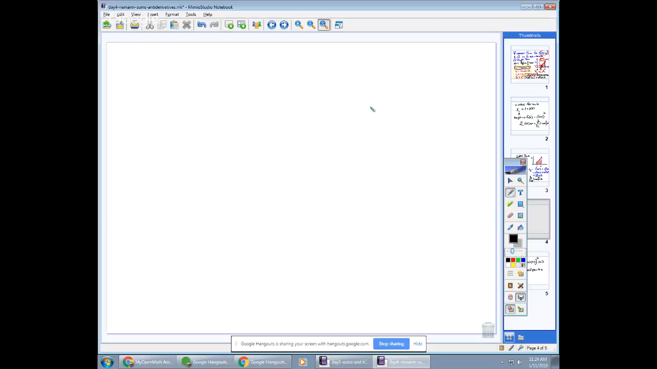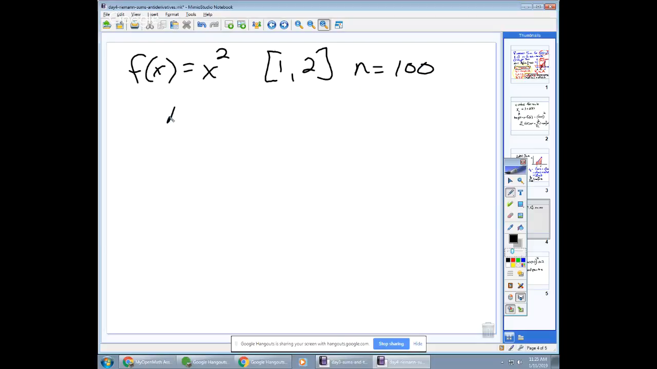So we're going to do the same problem, but with n equals 100. So f of x equals x squared. Interval is 1 to 2. N equals 100. We're not going to draw 100 rectangles by hand, right? That's crazy. I do need to know delta x. How do I find that again? Yeah, find the width of your interval, right? The distance from the left to the right. So that's just 1 divided by 100. That turns out to be a nice decimal, so you could go decimal or fraction, your call.